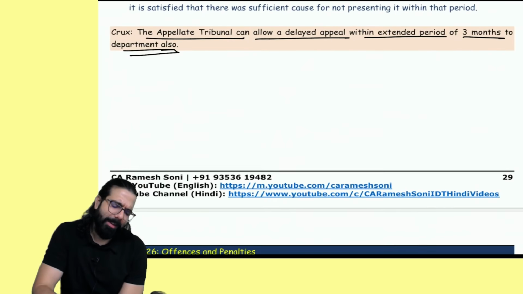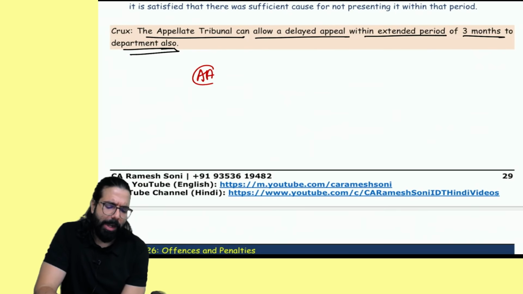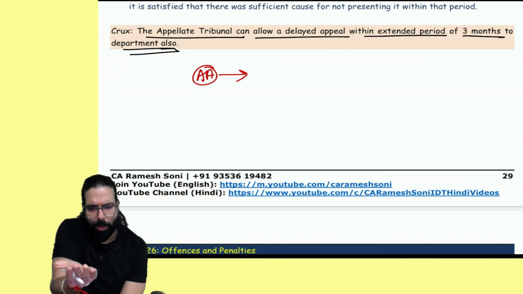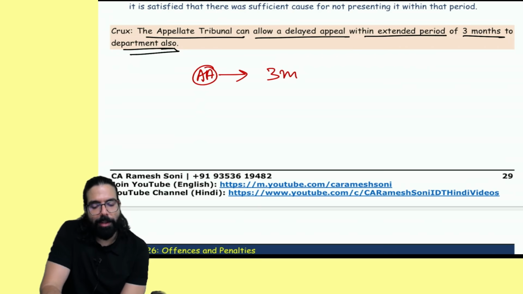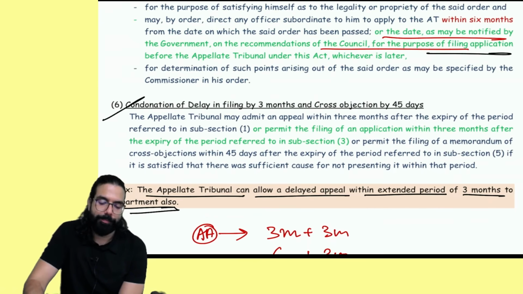So, sir, what is the simple thing? Nothing. From the appellate authority's order, communication date, the day the order came to your hand, you go within 3 months plus 3 months. Department will go within 6 months plus 6 months.